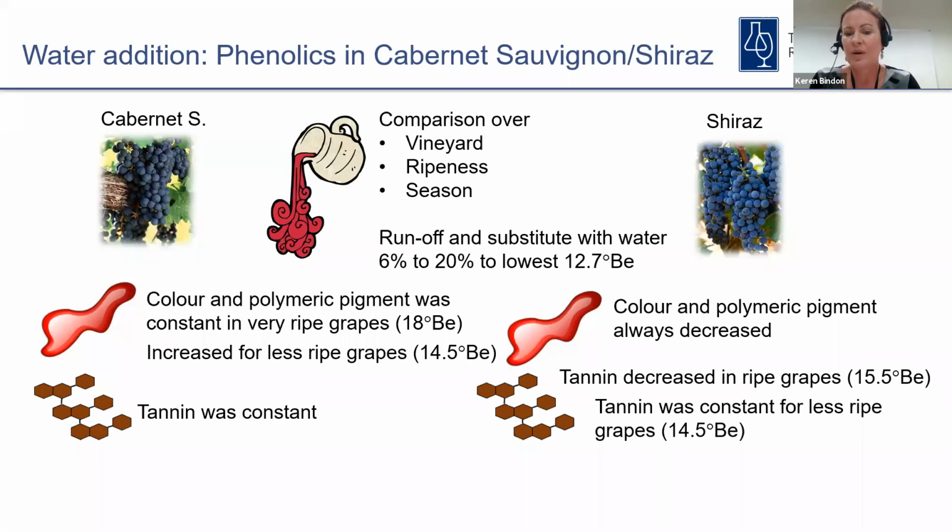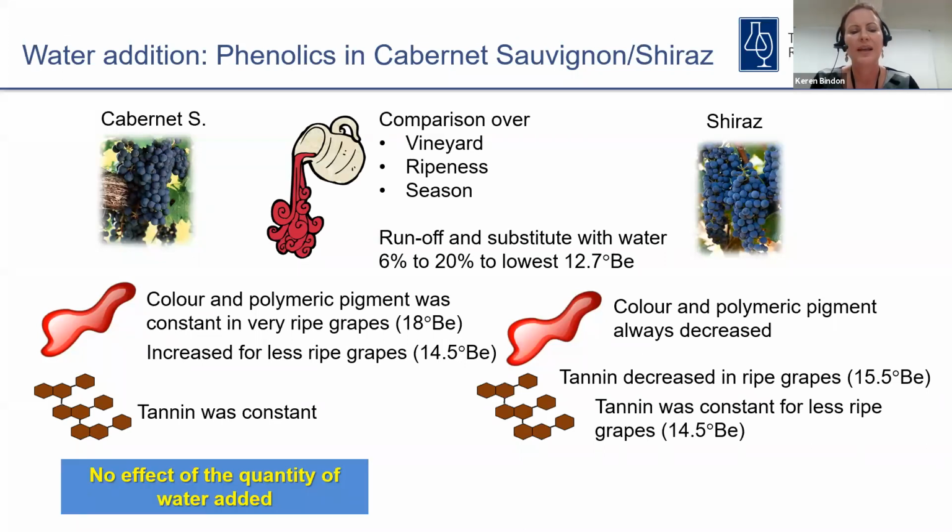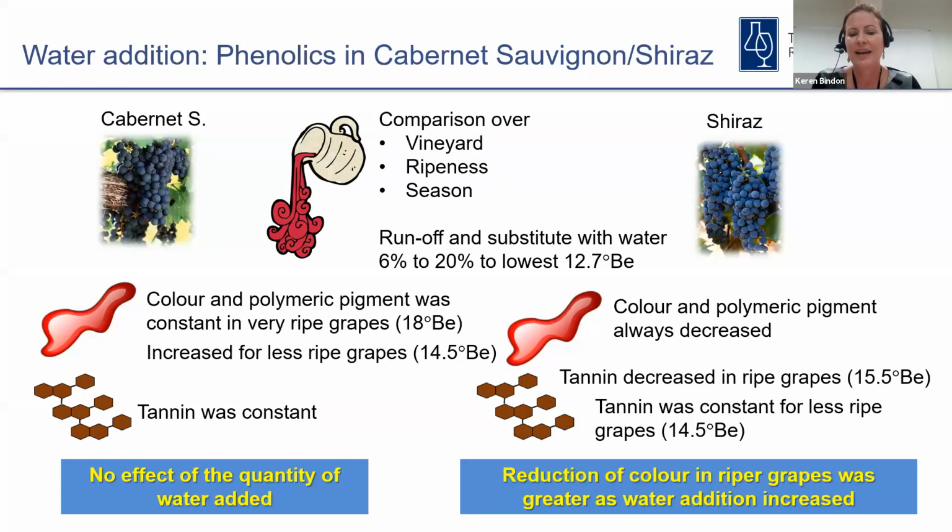So for a study done on 14.5 Baume fruits, it was found that tannin concentration did not change when this substitution approach was followed. Now, in the Cabernet trials, it was found that the quantity of water, so how far you actually substitute with water, didn't affect outcomes on colour and tannin. But in Shiraz, it was found that the reduction in colour, which was affected more strongly than tannin, as I've said, was greater as water addition increased. So there's probably a limit on how far one would want to go with water addition in Shiraz.